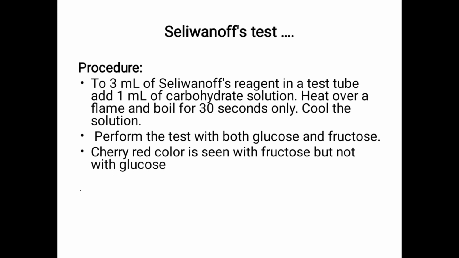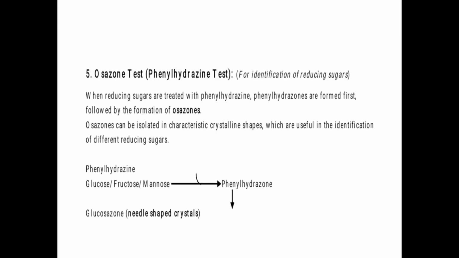So finally, that is the one. So how many tests are over? Molisch test is the general test for carbohydrates. Both glucose and fructose give positive. Benedict's test is for reducing sugars. Glucose and fructose give Benedict's positive, with either green, orange or brick red color.